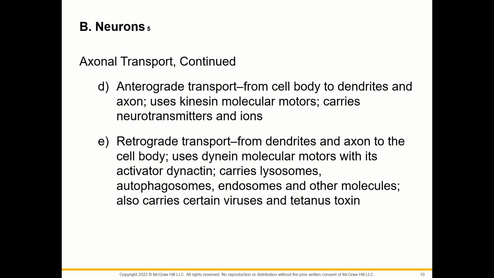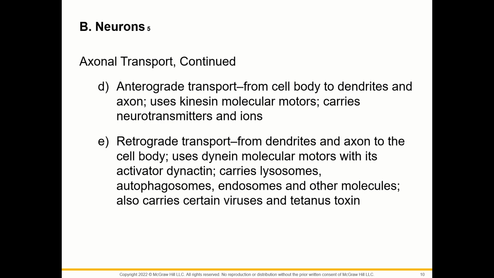Anterograde transport goes from the cell body to dendrites and the axon. It uses the kinesin molecular motors. As I was saying, they literally carry neurotransmitters and ions. I highly recommend you looking up kinesin molecular motors. They walk. They literally walk. They use ATP to power their little feet, and they are carrying these vesicles. It's the thing that won me over to biology. That right there. That was it. I was smitten. So that's anterograde transport from the cell body to dendrites and axon.